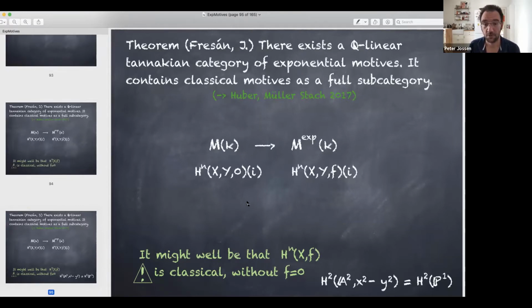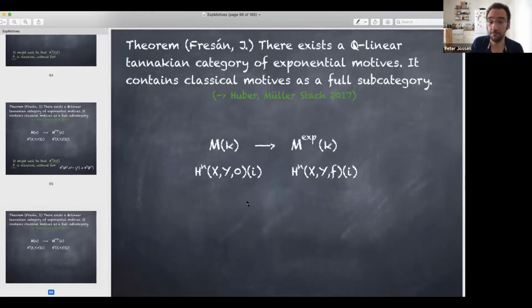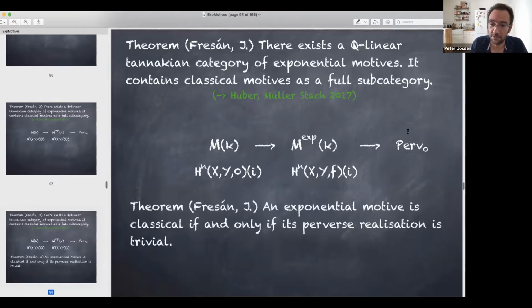Still, we can say which exponential motives are classical. And that's again where the perverse realization comes in. If you take a classical motive, look at it as an exponential one, and then take its perverse realization, you will actually find a trivial object in the category Perv_0. So one with trivial fundamental group. And in fact, the converse is true. So an exponential motive is classical if and only if its perverse realization is trivial. So that's a test you can make.